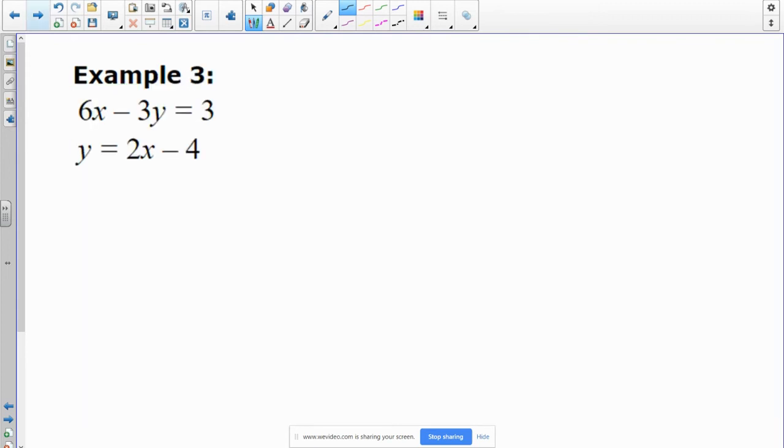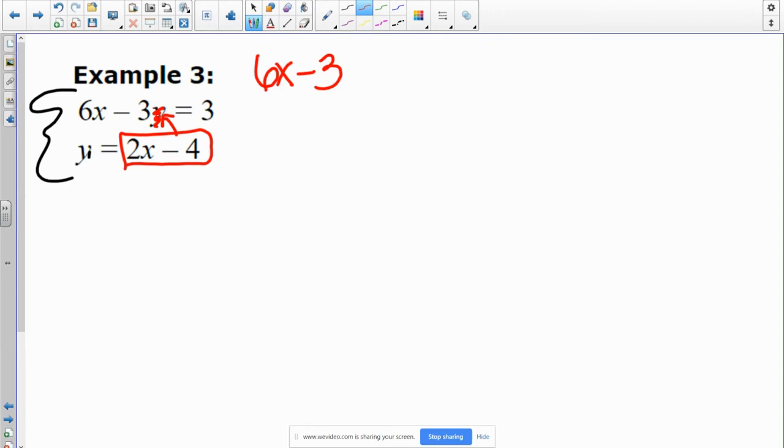Third example. So notice we both have x's, both have y's. We're going to use that substitution method. Now this one, I'm going to pick the bottom equation to substitute because notice that the y is by itself. So y is the same thing as 2x minus 4. So instead of putting this y here, I'm going to substitute that in. So we'll write that. So we have 6x minus 3, and instead of that y, I'm substituting 2x minus 4 because those are equivalent, and that equals 3.